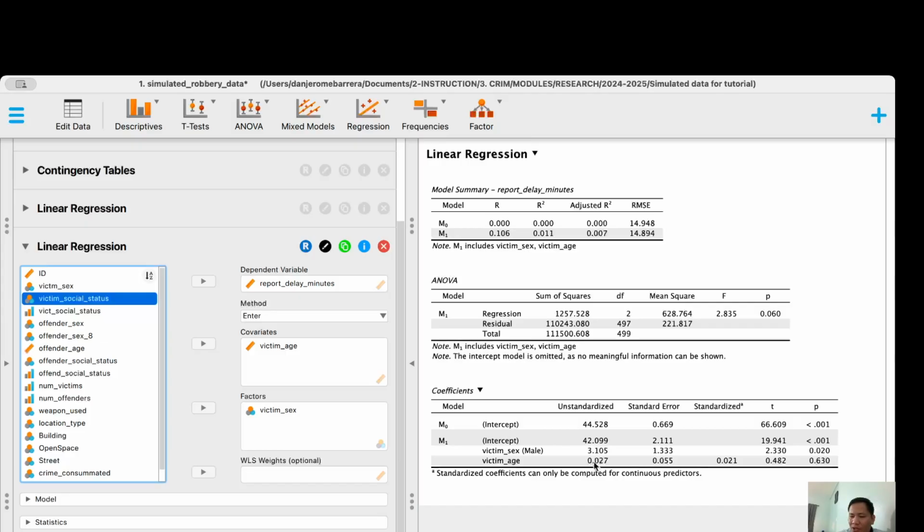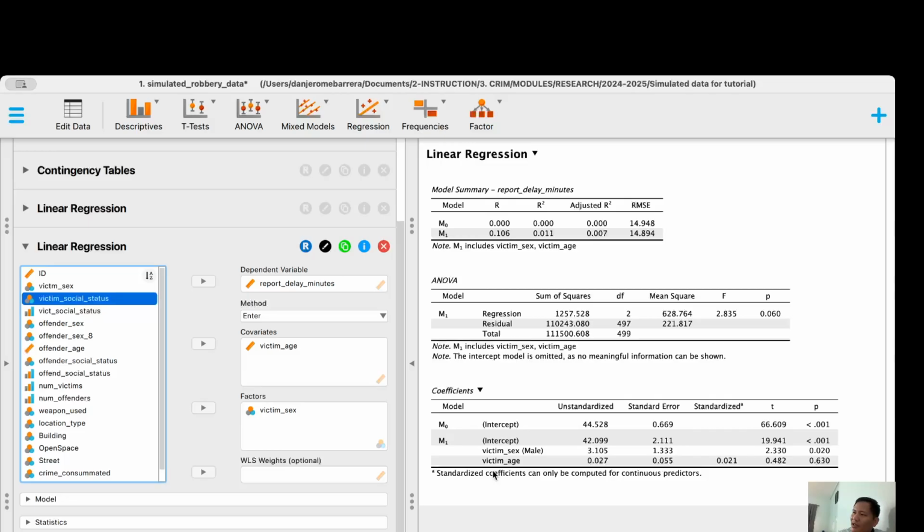However, the question is, is that relationship statistically significant? The answer is no, because the p-value for the relationship between victim's age and reporting delay is 0.63. So that is 63%, which is way higher than 0.05, our benchmark. So there's no significant relationship between victim's age and reporting delay. That means, regardless of age, victim, let me rephrase.